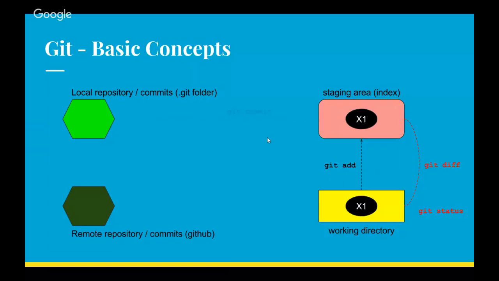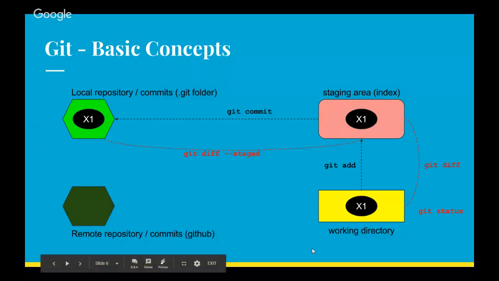All right, and then once your change is in the staging area, you can make a commit object out of it by running this command called git commit. That's how you get a local commit object. And you can view the difference between the staging area and the local repository by running this command called git diff --staged. Let's do an example here. Enough theory.